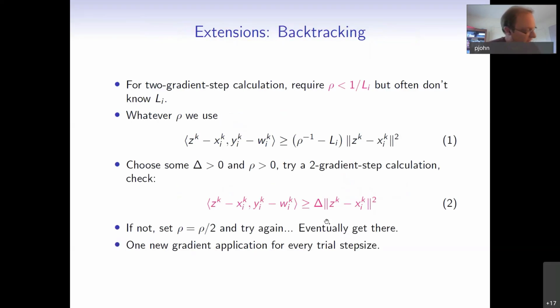Let's go through some basic extensions. So one thing here is that we need to know this Lipschitz constant. In this two gradient step, you have to know the Lipschitz constant to set the step size. Now in practice, you don't need to know it because you can do backtracking. So you can basically just try a bunch of step sizes and check to see if you get this condition here, basically whether your inner product is sufficiently positive. And if it's not, then you can just reduce the step size and try again. And if you do that, then within a logarithmic number of trials, you'll get to a good step size. That's nice.